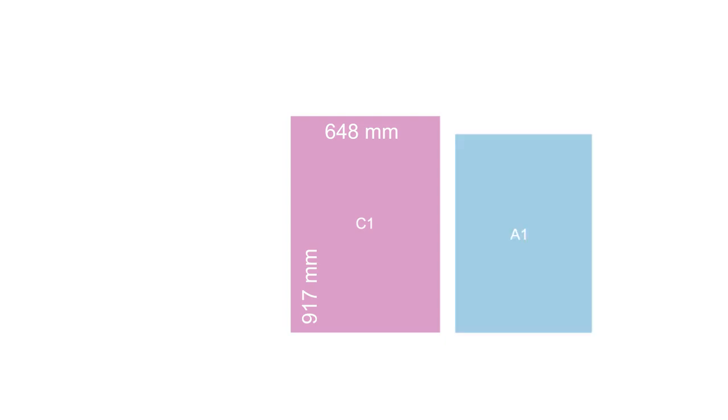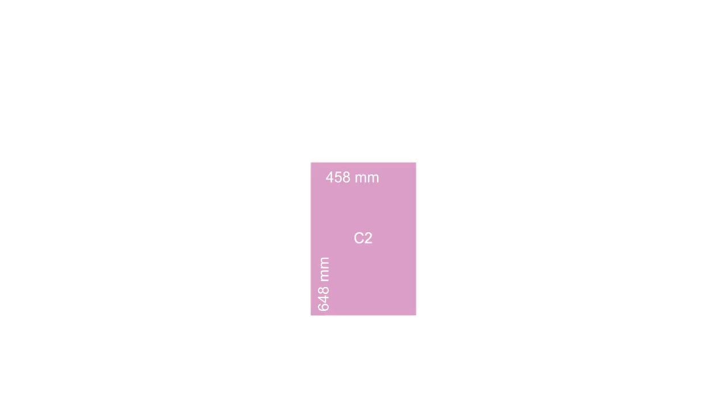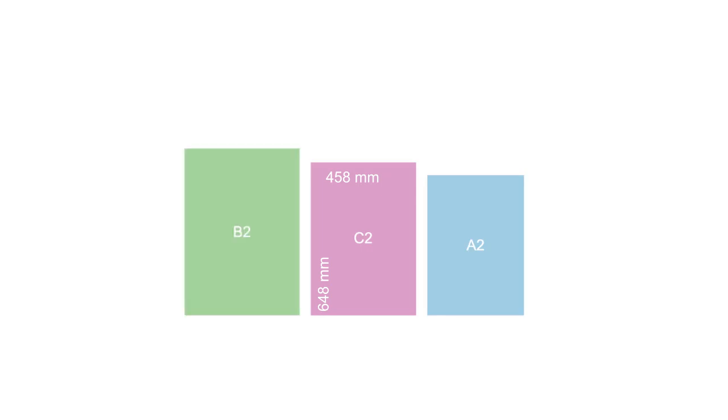C1 is larger than A1 but smaller than B1. C2 has a dimension of 458 by 648 mm, which is larger than A2 but smaller than B2. Notice the trend here. The area of series C paper size is actually the geometric mean of the areas of series A and series B paper of the same sequence or number. For example, C4 is larger than A4 but smaller than B4.